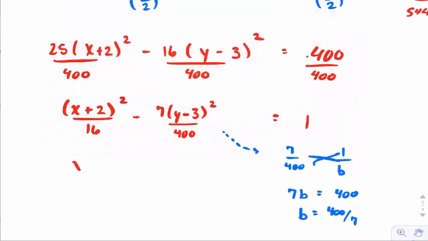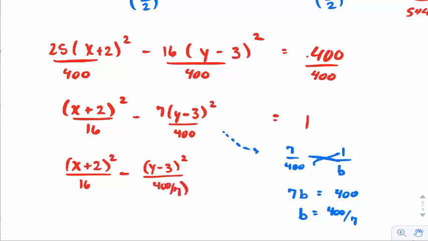So this is going to be (x plus 2) squared over 16. And if I want to write an equivalent form of that y term, I'm just going to go minus, not equals, minus (y minus 3) squared divided by 400 over 7, equals 1.